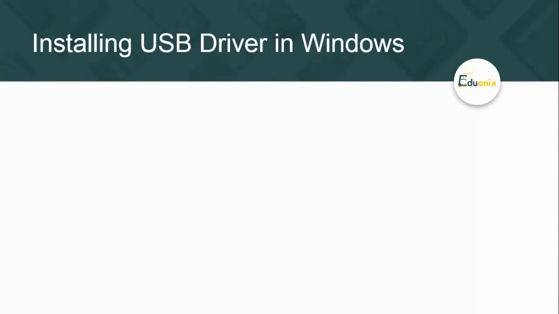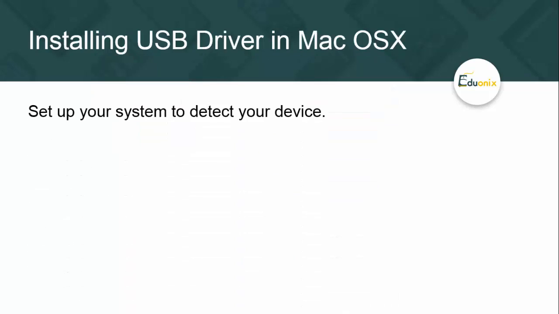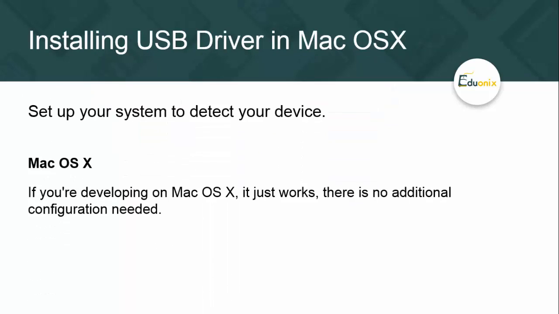You will get a .exe file as seen in the screen here. Download the device driver file, double-click, and install it on your system. There is good news if you're developing on Mac OS X. There is no configuration needed to get the system to recognize your device. You can directly install the application and it can run it and recognize your devices.